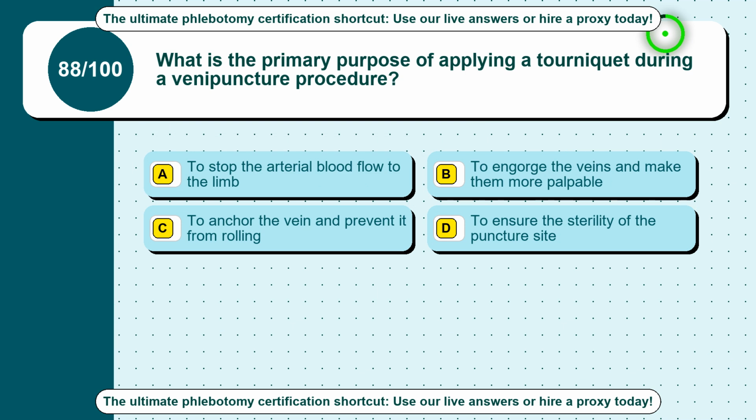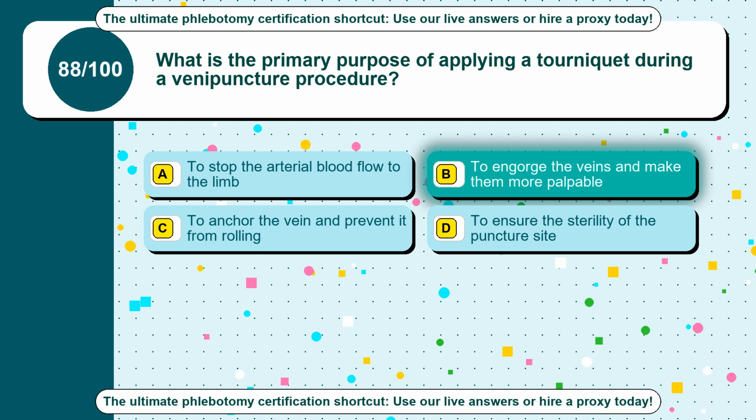Question 88. What is the primary purpose of applying a tourniquet during a venipuncture procedure? Option A, to stop the arterial blood flow to the limb. Option B, to engorge the veins and make them more palpable. Option C, to anchor the vein and prevent it from rolling. Option D, to ensure the sterility of the puncture site. The correct answer is option B.